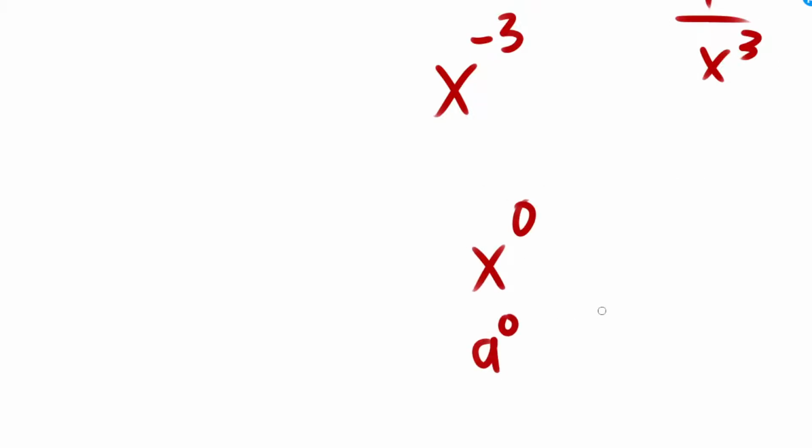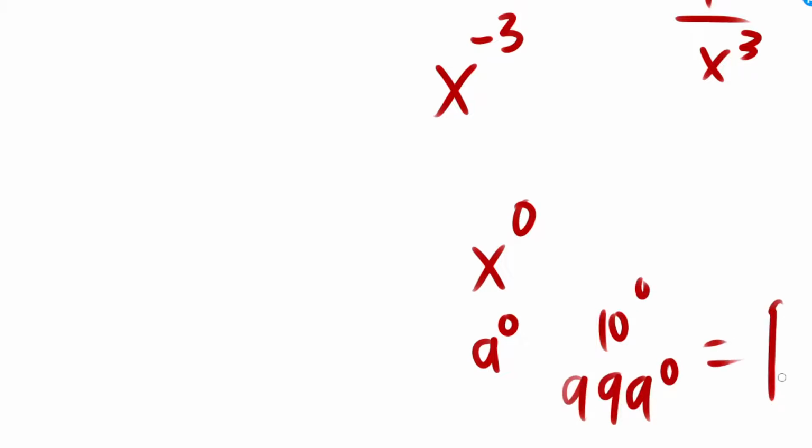But basically, if you have something like x to the negative 3, that's the same as 1 over x cubed. And if you have something like x to the 0, a to the 0, 10 to the 0, 999 to the 0, all of those equal 1.